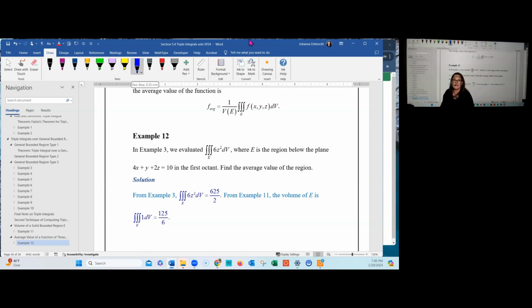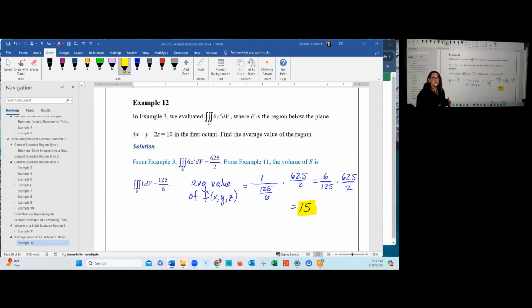Go ahead and pause the video to work it out and then turn it back on. This one doesn't take very long. When you're done, you get that the average value of the function of 3 variables is 15. We don't know exactly what this represents because we don't know what our function of 3 independent variables represents.